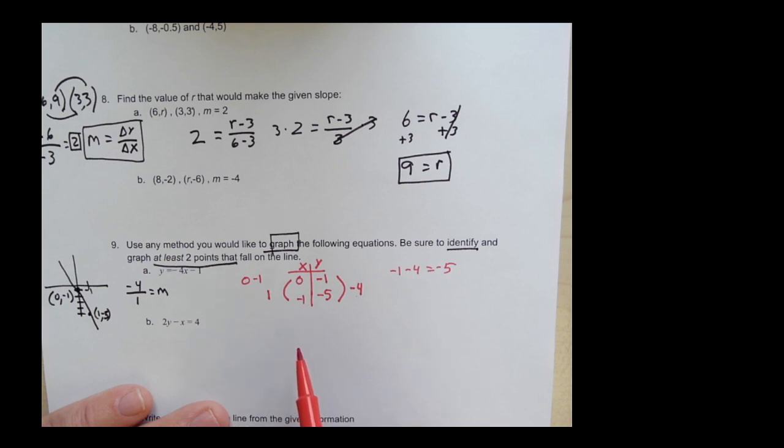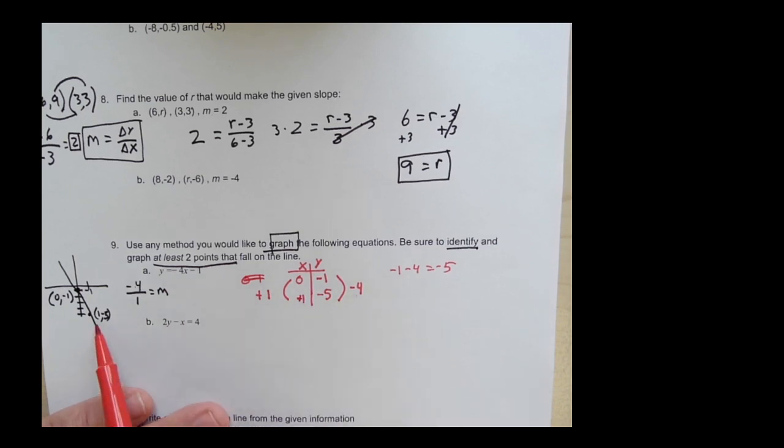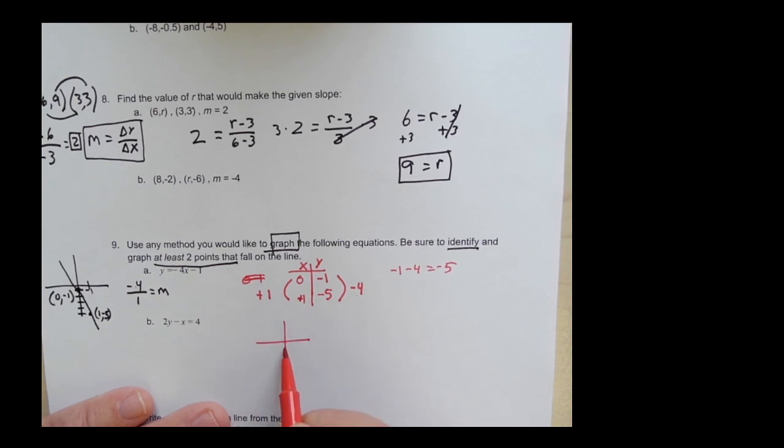What did I do wrong? Oh, sorry, that's +1. Because the slope is -4 over +1. So -4 here, but +1 here. So we're going up. So 0 to +1. And that's the point that we got. 1, -5 over here. 1, -5. And there are your 2 points.